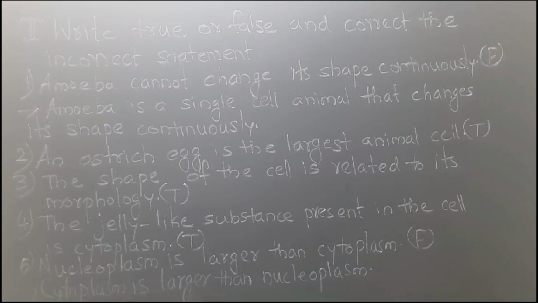Number 2, an ostrich egg is the largest animal cell. The statement is true. Number 3, the shape of the cell is related to its morphology. This statement is also true. Number 4, the jelly-like substance present in the cell is cytoplasm. This is also true. Number 5, nucleoplasm is larger than cytoplasm. The statement is false. Cytoplasm is larger than nucleoplasm. That is the correct statement.